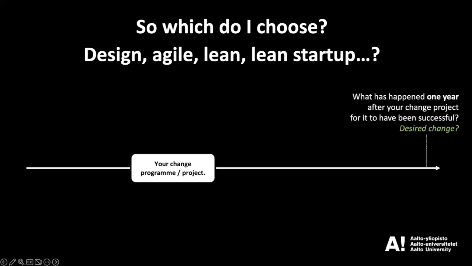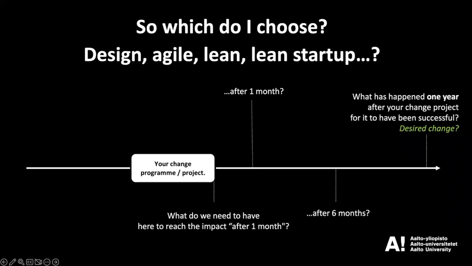What's the long-term desired impact? What has happened 1 year after your change project has been successful? What is it that you're looking for? And then, just like the professional golfer, you start backtracking from that. 12 months, 6 months, 1 month. And then after this change project, what do we need to have to reach the impact after 1 month? And then you go back even further.